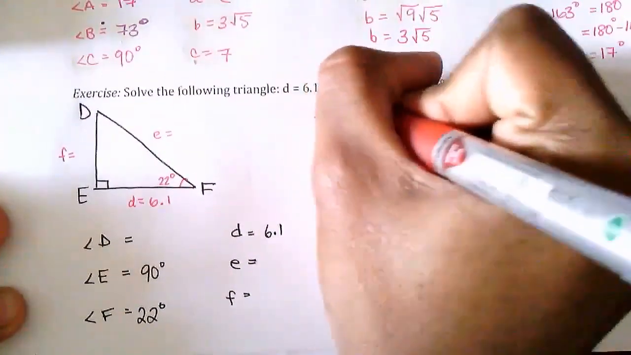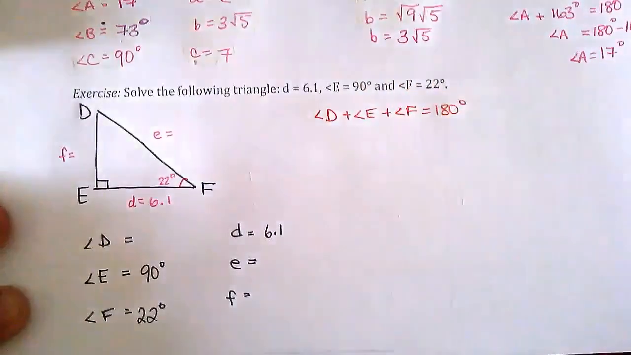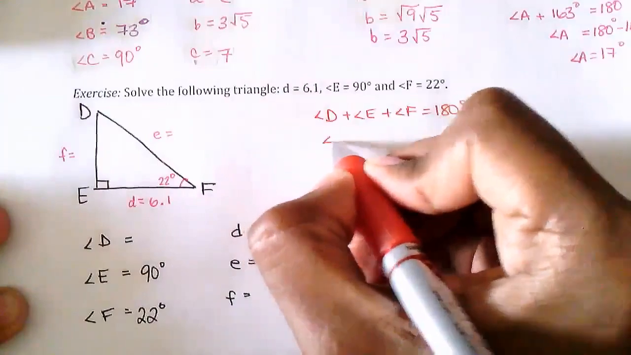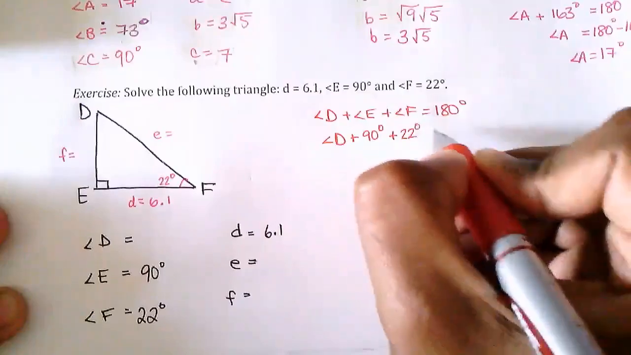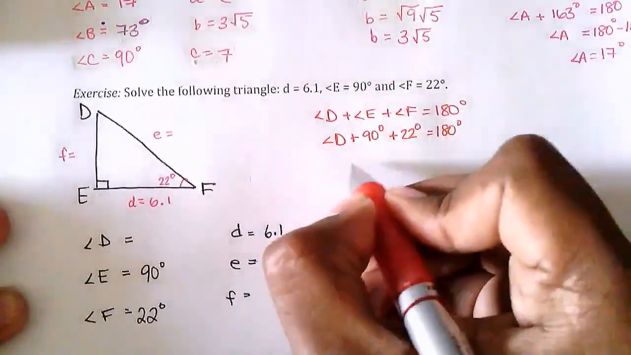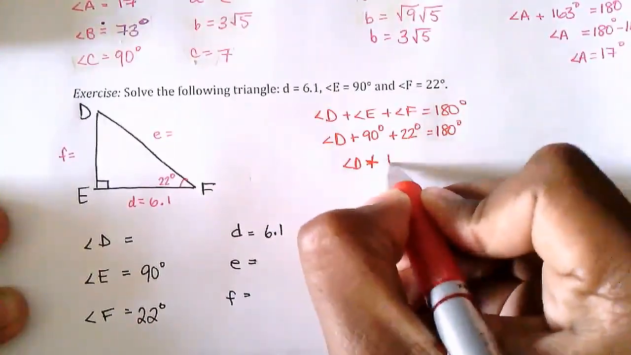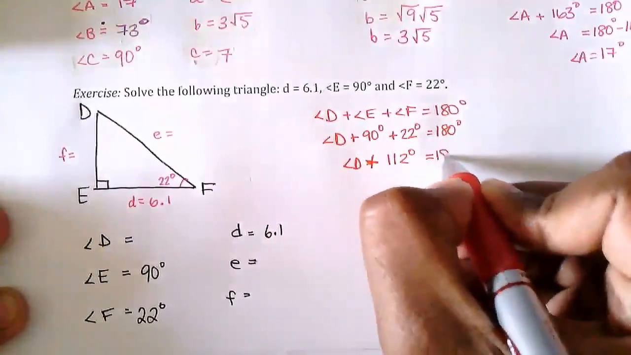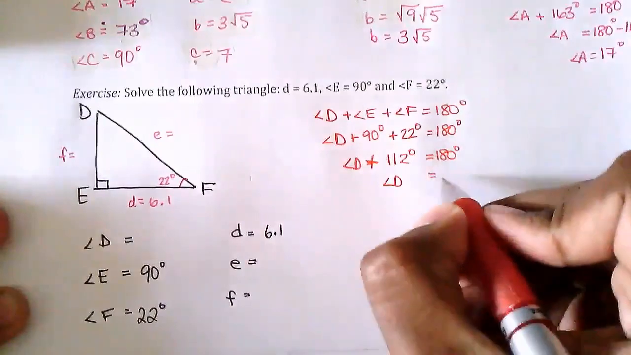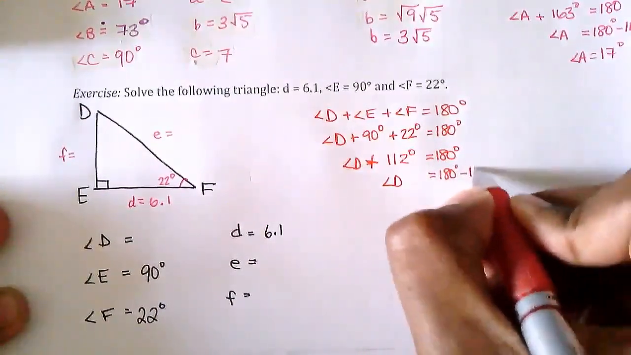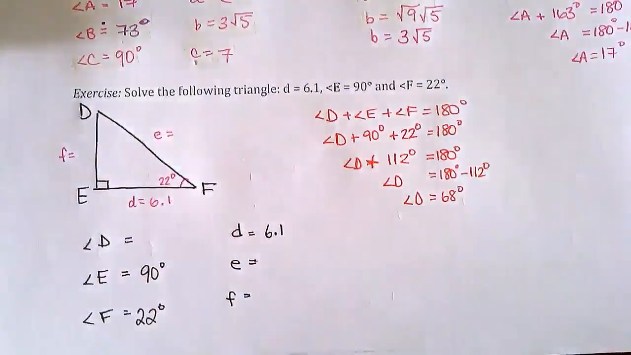So angle D plus angle E plus angle F should give me 180 degrees. Angle D, I don't know, plus angle E is 90 degrees, plus angle F, 22 degrees, which is 180 degrees. So angle D is 90 plus 22, which is 112 degrees, which equals 180 degrees. Then to isolate for D, I move the 112 to the other side, so 180 degrees minus 112 degrees, so angle D is 68 degrees.